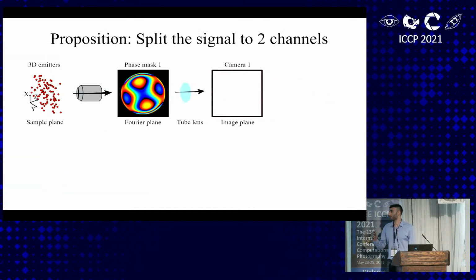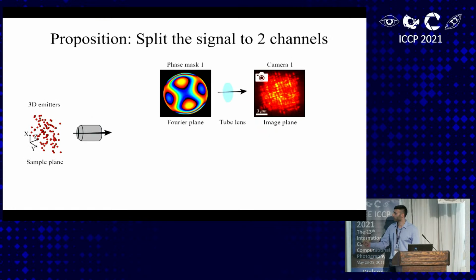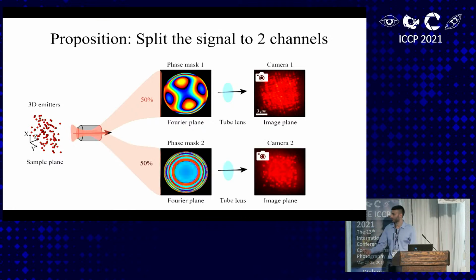The main proposition in this work is the following. Instead of capturing 100% of the signal in a single imaging channel, getting a fairly high SNR image in camera 1 here, we give up on this SNR slightly and get only 50% of the signal into this imaging channel, and then tunnel the other 50% into a second imaging channel employing a different PSF. Now we have two images, and although in each channel we have strictly reduced SNR, we have twice the sensor area. Therefore, if we design the PSFs cleverly, maybe we can increase the detection rate at high emitter densities.